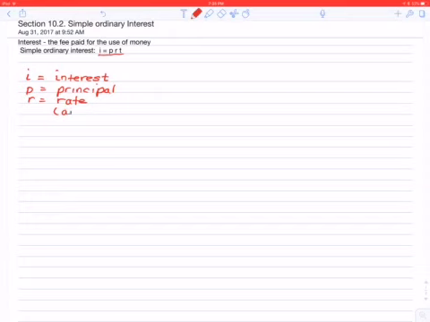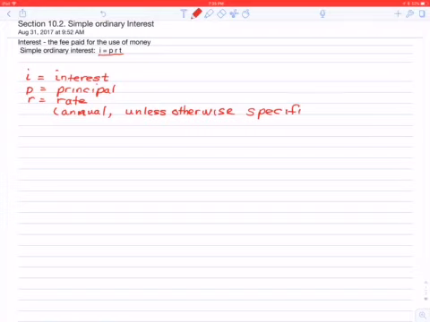R stands for rate. Now the rate is a percentage of the principal. It's annual unless otherwise specified. T stands for time. That's the length of time the money is being used.